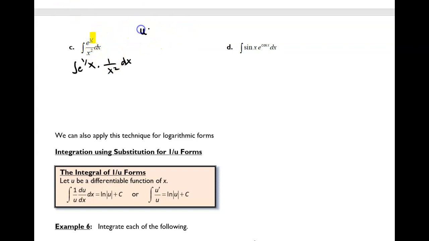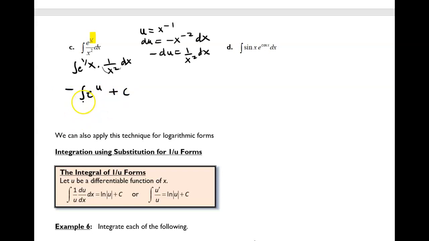So let's say our u is 1 over x, which remember is x to the negative first. The derivative of that would be negative x to the negative second dx. That is this 1 over x squared, except it's not negative, so I'll need to balance. Negative du is equal to 1 over x squared dx. That's this part right here, or the x squared dx. And so then I have the negative integral of e to the u.